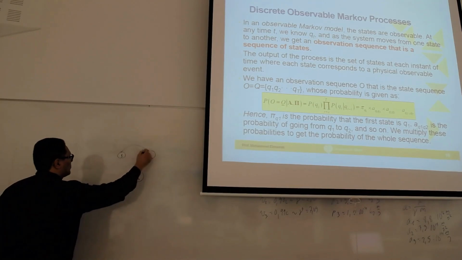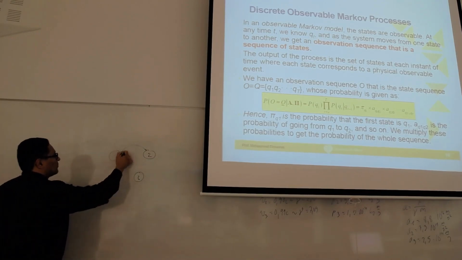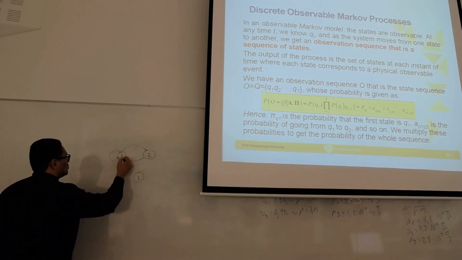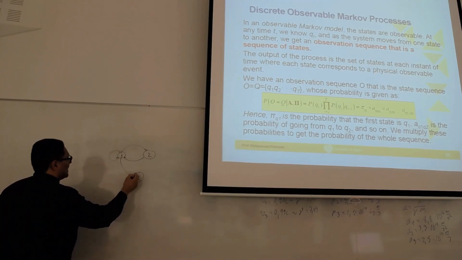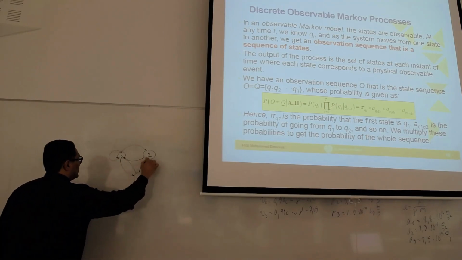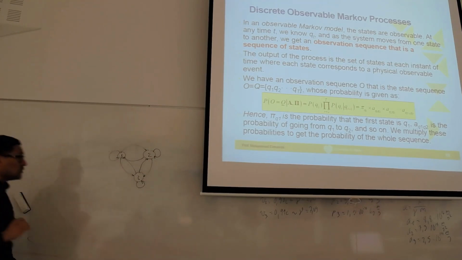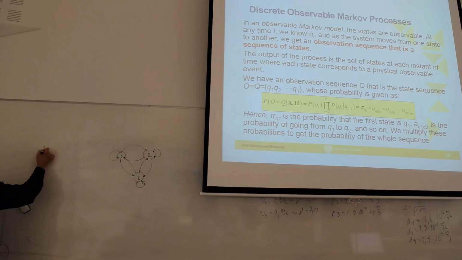So we have this probability. Here we go from 1 to 1, from 1 to 2, and from 2 to 1, from 1 to 3, and from 3 to 1, from 2 to 3, and from 3 to 2, and here from 2 to 2, and from 3 to 3. So these are all the possible transitions. Then what we have here, we will have matrix A.